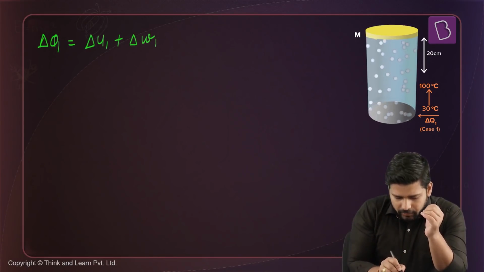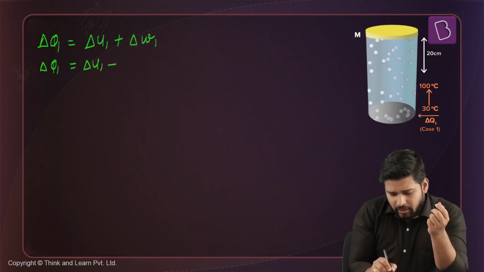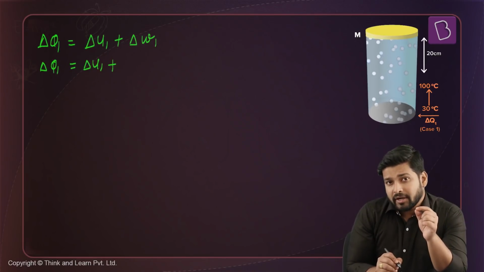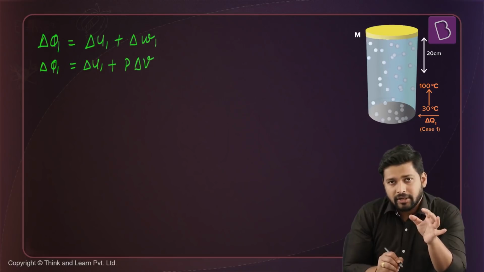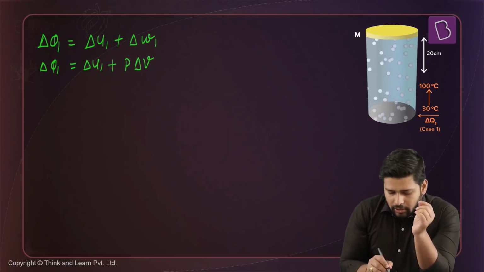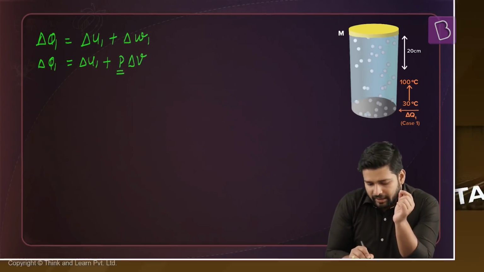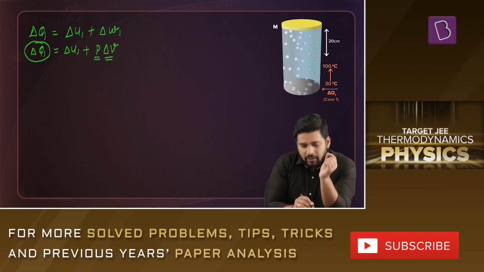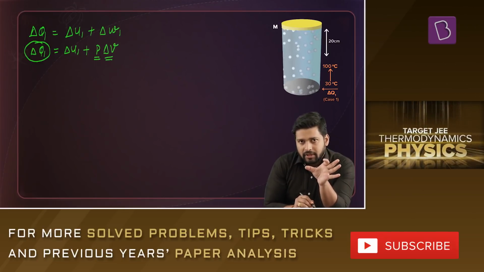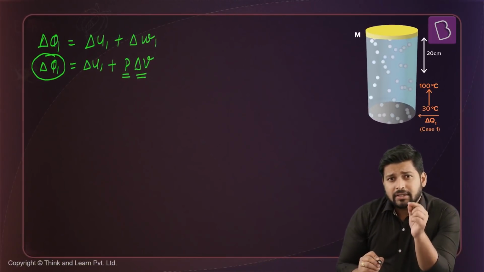Cool. Now if I just rewrite this expression, I can write delta Q1 equals delta U1 plus delta W1, which can be written as P times delta V. That's displacement work. So in this, we need to know P and we need to calculate delta V. Then only will we finally come to this expression of delta Q, which is the requirement of the first condition, right? So how do we calculate this P?